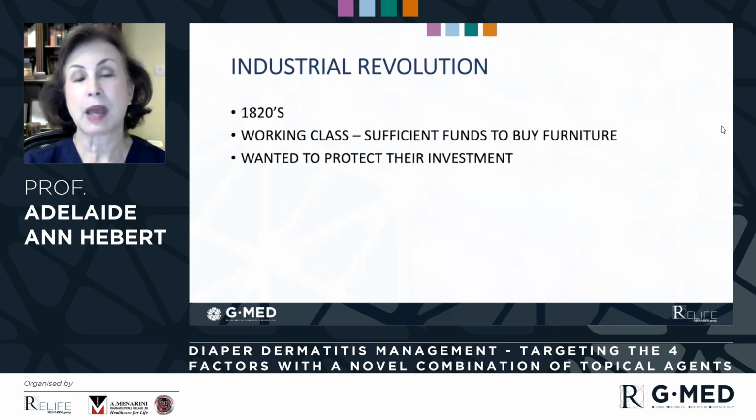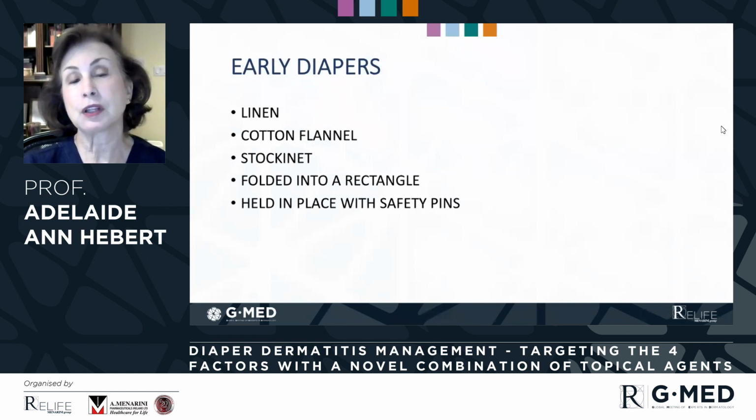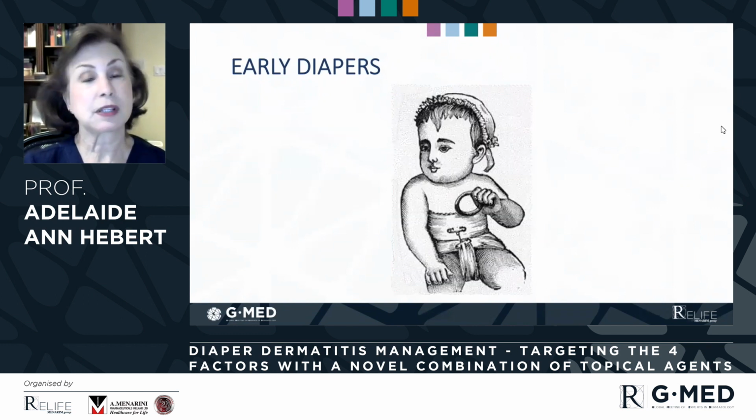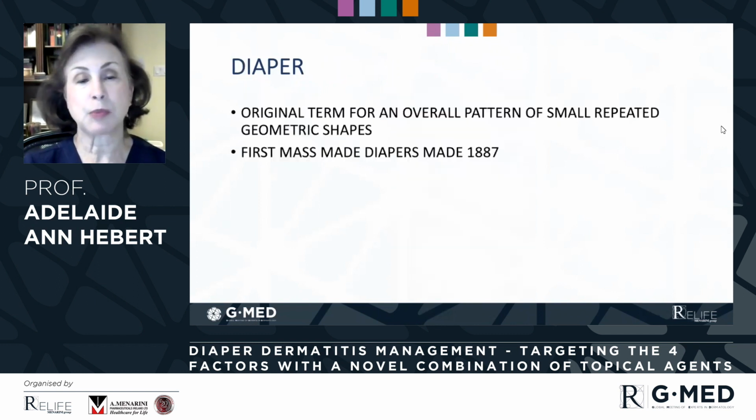illustrated. Back in the 1820s, at least in the United States and in Europe, the working class had sufficient funds to actually buy furniture and really wanted to protect their investments, so they started diapering their children in a special way. Early diapers had many components, including linen and cotton flannel. And this illustrates how they held these cloth diapers in place with a diaper pin.